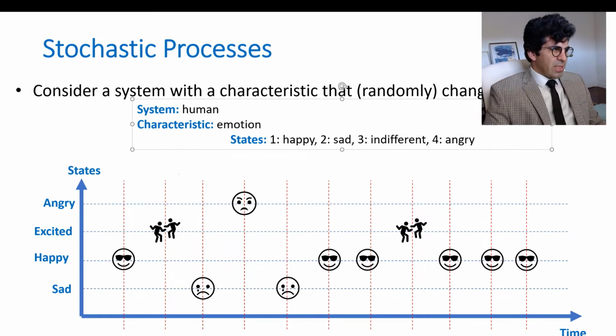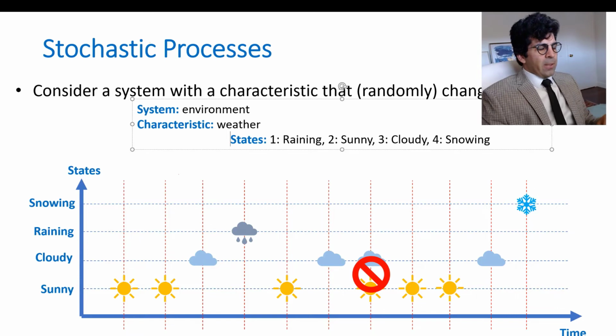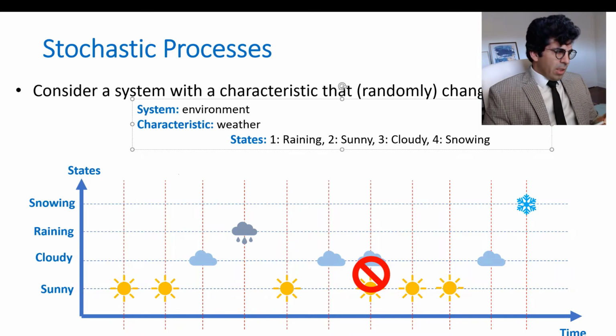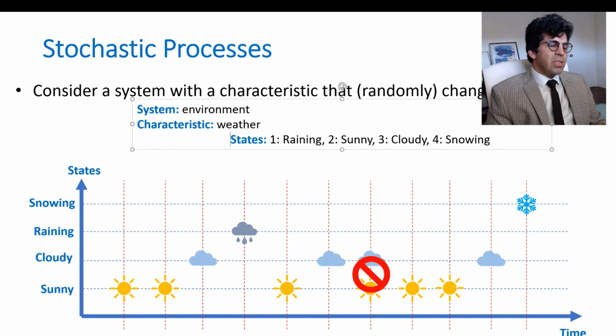All right, let's look at another example. Another example is the weather. The system is environment, characteristic is weather. The states could be rainy, sunny, cloudy, snowing, right? And let's say you don't know anything about weather prediction or anything about physics. Then what's happening to you is totally random. Today is sunny, next day is rainy, so you can't really have any predictions. It seems to you very random. That's another stochastic process. And note that we cannot have two states at a given time. All right.